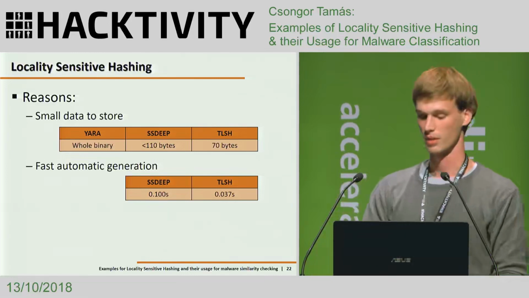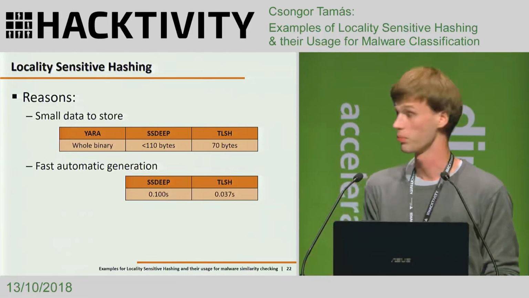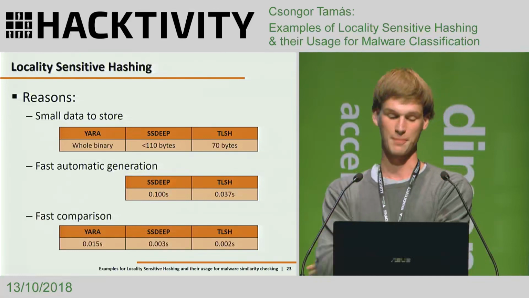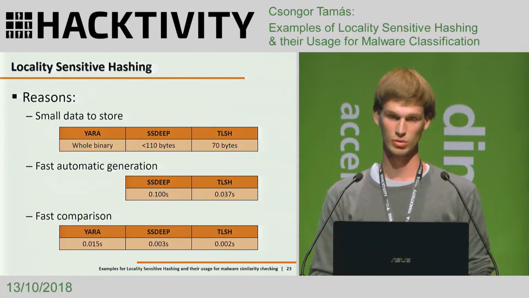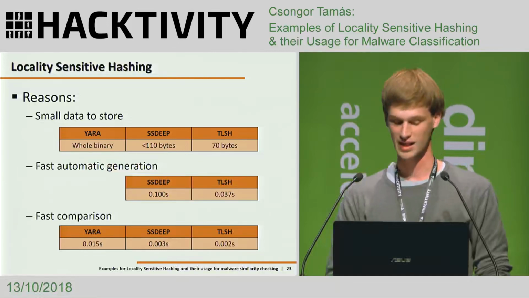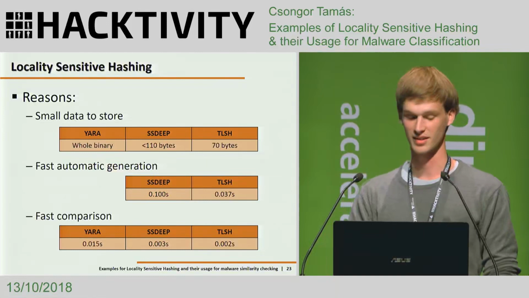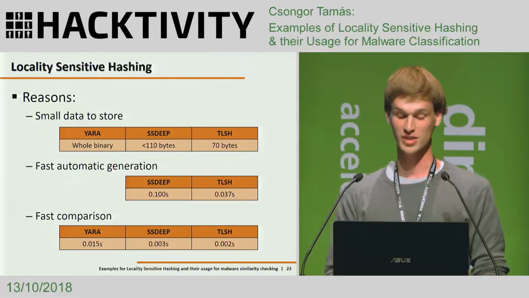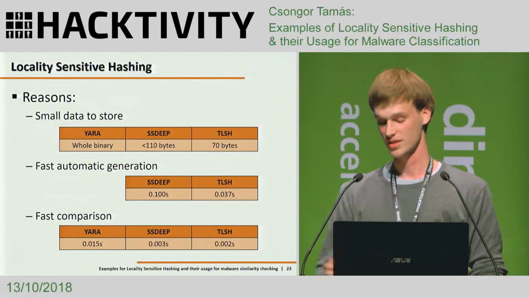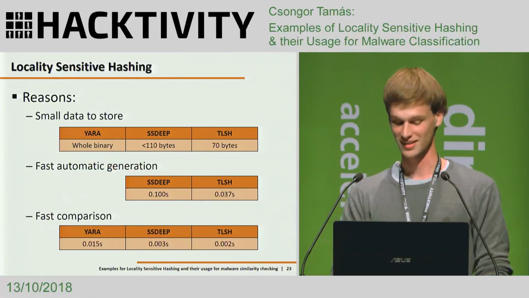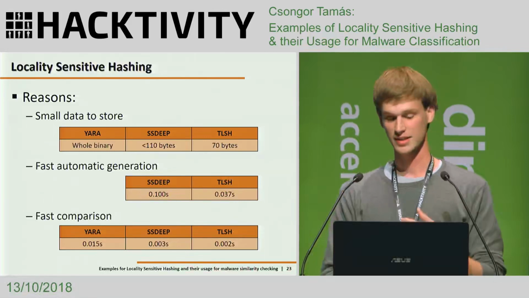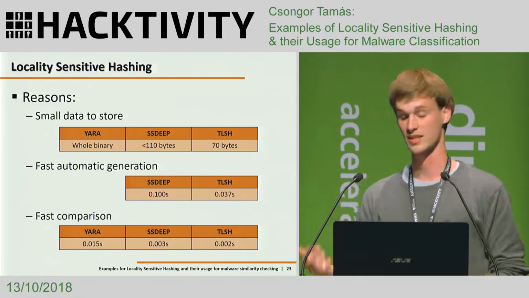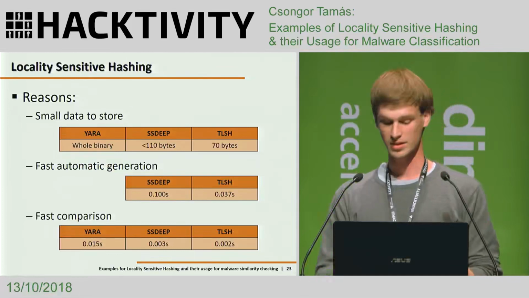The second reason is fast automatic generation. SSDeep and TLSH both generate a digest on the scale of 0.1 or 0.01 seconds. And last, fast comparison time. As I mentioned, for a fairly easy YARA rule and a fairly small file, the process of rule matching took 0.01 seconds. As for SSDeep and TLSH, it is on the scale of 1 millisecond, which is 10 times or even 100 times faster. And this does not depend on the file size, because the hash size is roughly always the same. For TLSH, it is always 70 bytes, so it won't change.